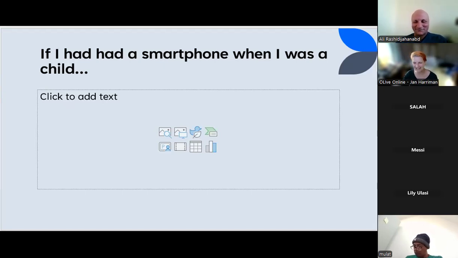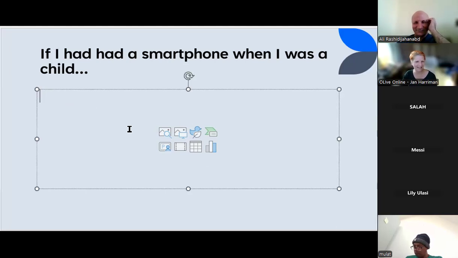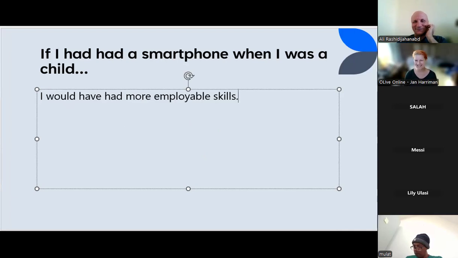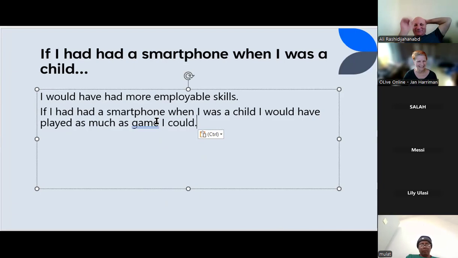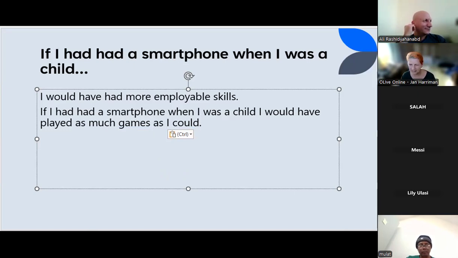Wow, that's a good one, Mohammed. Oh, yes. Okay. Really good, Ellie. I like that one. Excellent. So we're just going to make a few changes with that. And there we go. Oh, wow. That's an interesting idea, Gazal. Love it. If I had a smartphone when I was younger, I would have learned more languages. Excellent.